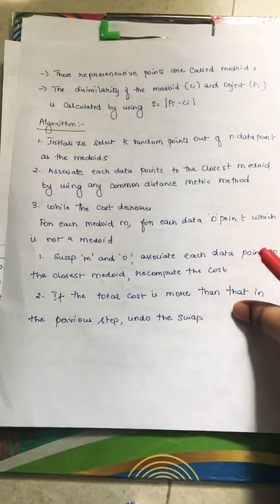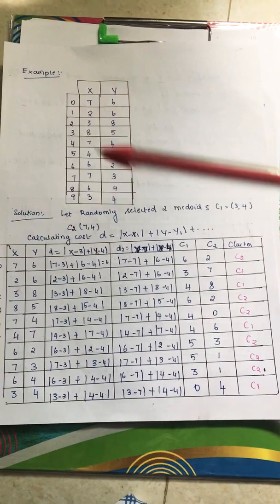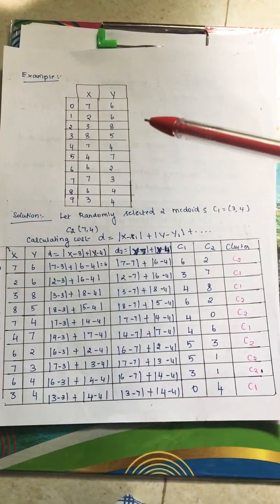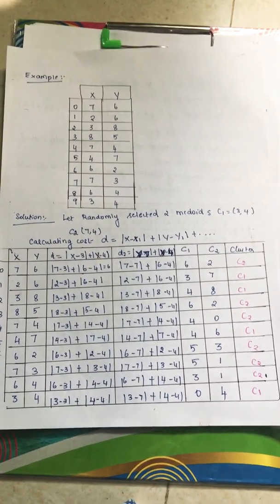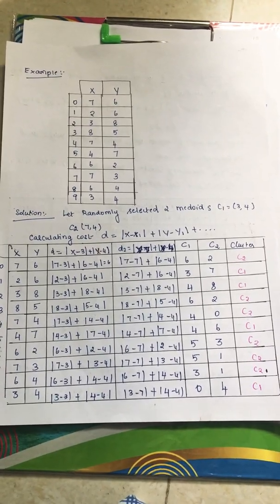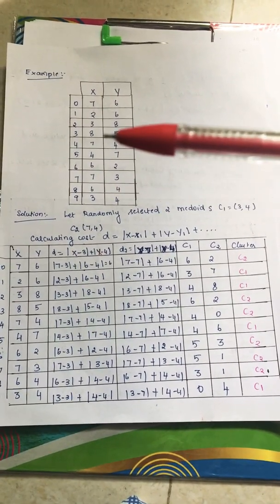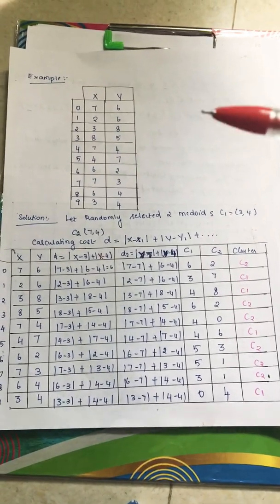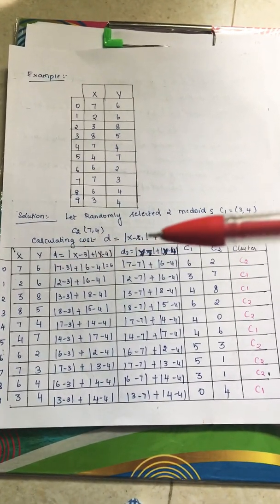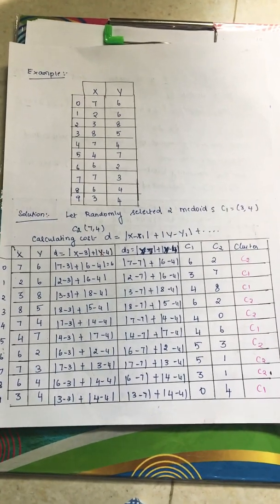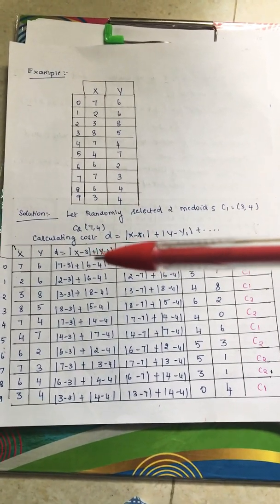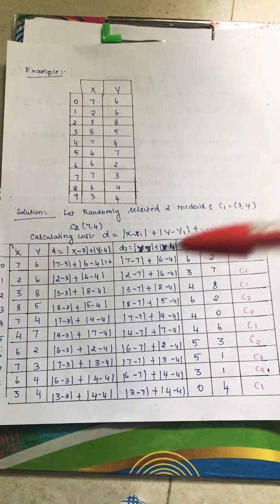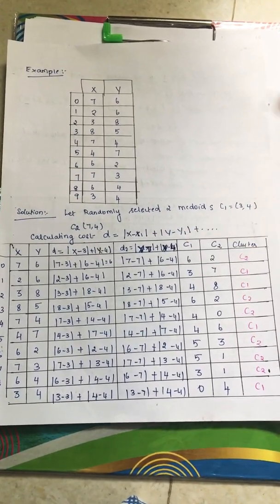So let's see an example so that you can understand better. The question is given from 0 to 9, so 10 data points are given with x and y. I am supposed to randomly take 2 medoids. So I choose (3, 4) and (7, 4), which are the 4th and 9th data points. From that I will calculate my cost using the Manhattan distance, that is |x minus x1| plus |y minus y1|.